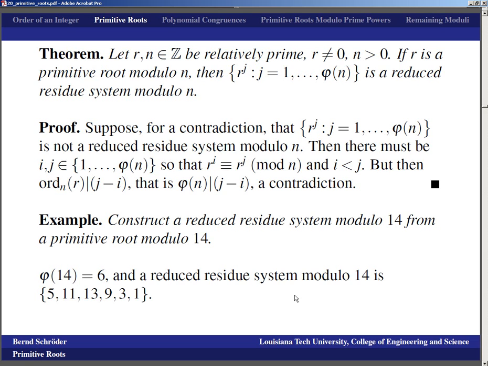Okay, and that is exactly the orbit, as people sometimes call it, of 5, and it has length 6, which means it captures all the numbers that have multiplicative inverses modulo 14.